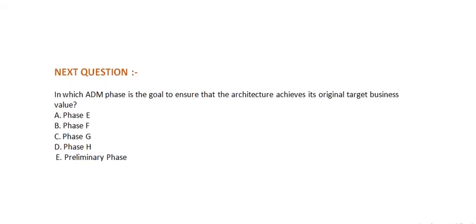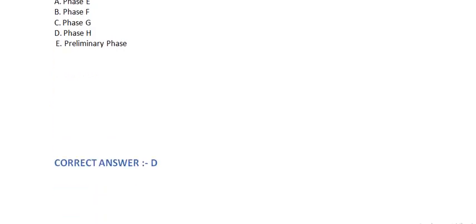Next question is, in which ADM phase is the goal to ensure that the architecture achieves its original target business value? Option A, Phase E. Option B, Phase F. Option C, Phase G. Option D, Phase H. And option E, preliminary phase. The correct answer is option D.